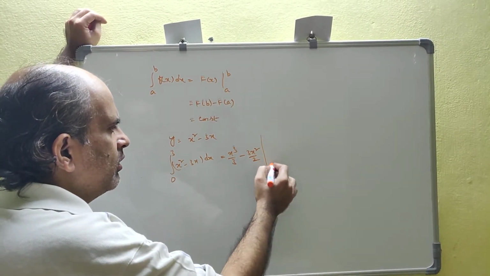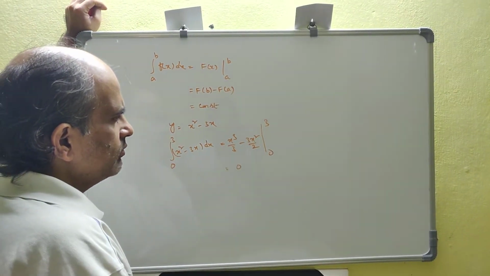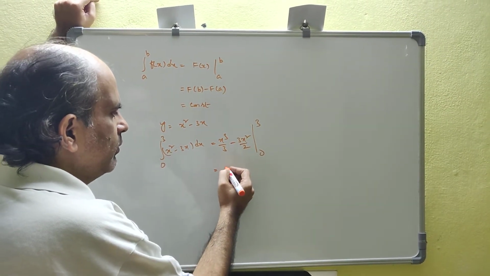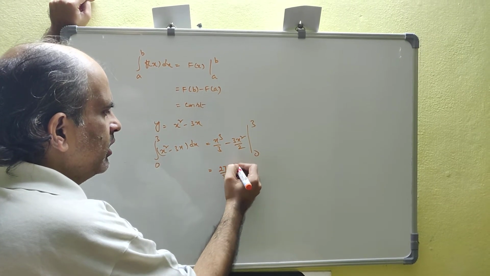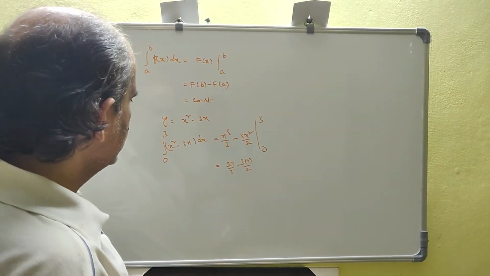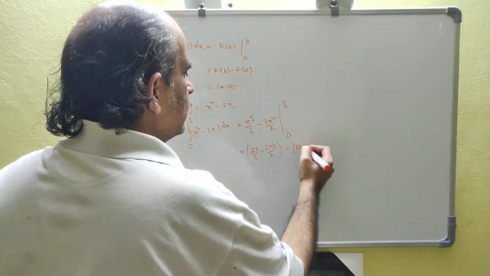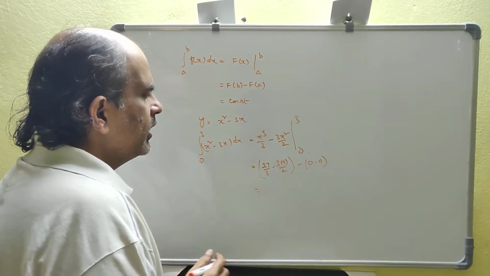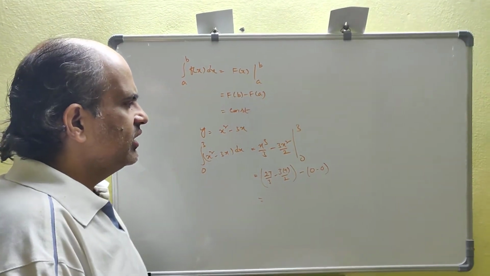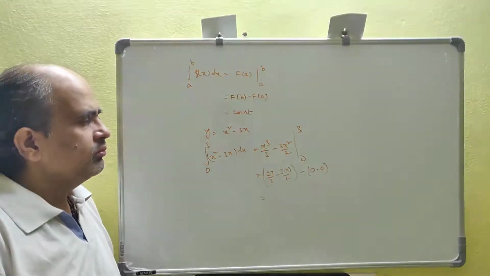then what happens here? From 0 to 3, if I put 0, this becomes 0. If I put 3 here, let me put the upper bound first because I have learned that way. This is 27 by 3 minus 3 into 9 by 2, minus 0 minus 0. Meaning I will be getting a constant value. I am not interested in the answer for it, but I know that some answer I will be getting. Okay, let me do it.